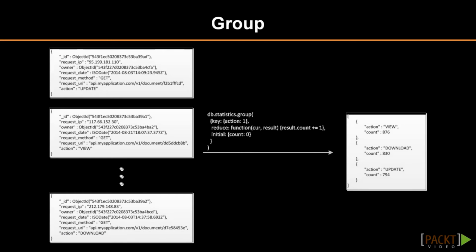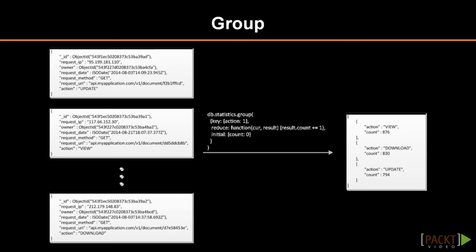Group is similar to distinct but adds summary details. As is shown here, calls to the group single-purpose aggregation function are somewhat more complex. The group function accepts a document which defines the details of the group aggregation to perform. The key element in this document is the key on which to group. A reduce function and initial variable state can also be provided as shown.